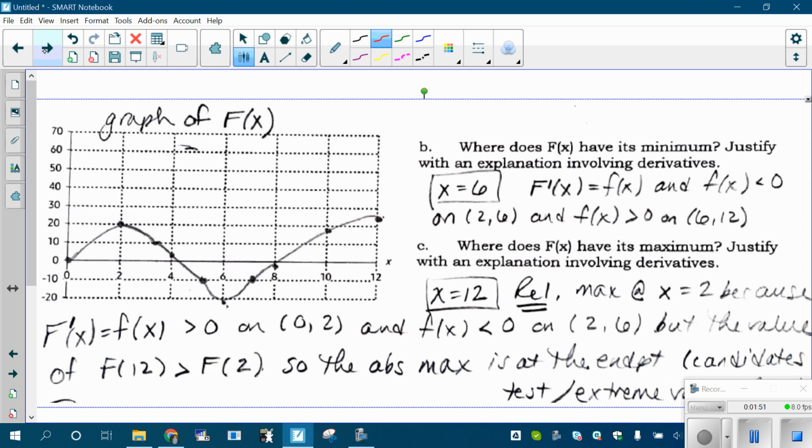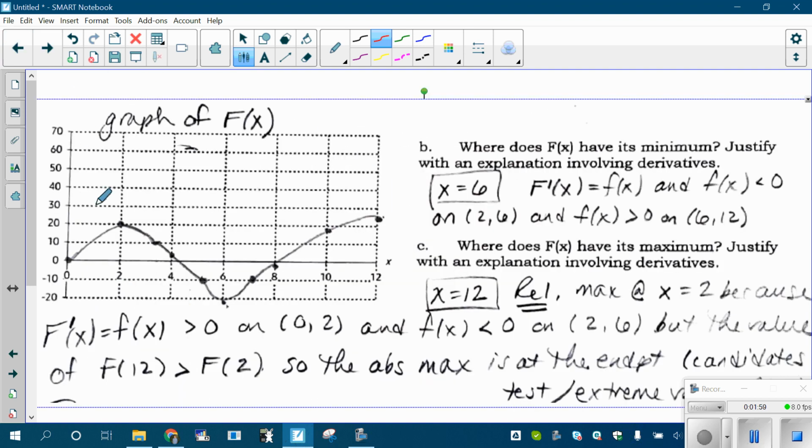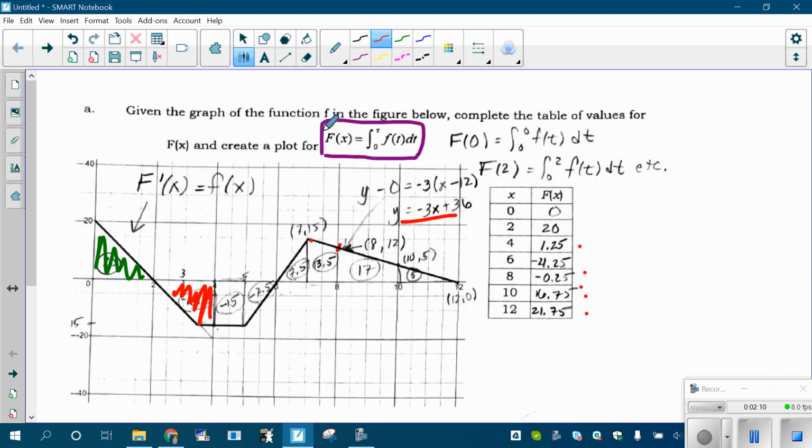Now, there's a couple of ways to think about this. First, you can totally sketch the graph for f of x. We have these points. We can totally plot big f of x and see where it has its minimum. But the question asks us to justify this with an explanation involving derivatives. So this is the key idea. When you see the accumulator function, the integral function, you need to remember this. This is fundamental theorem of calculus part 2.